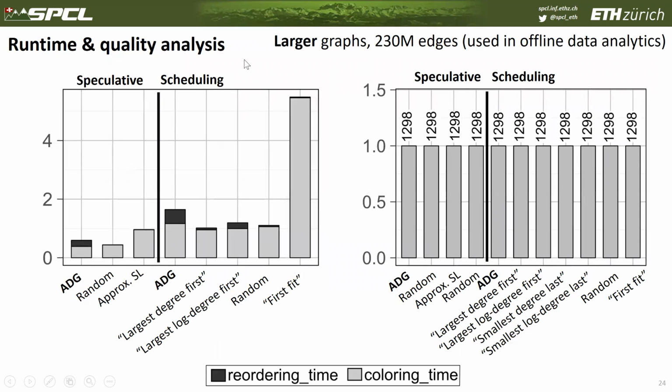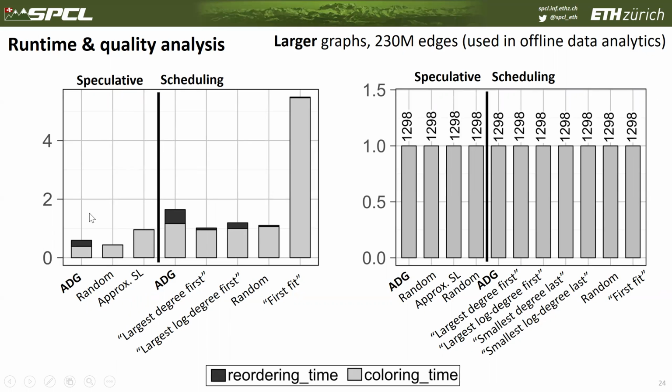For larger graphs, we also consider larger graphs. The one here has 230 million edges. The setting of these plots is the same. So again, on the left, we plot the simple speedup of the runtime, and on the right, we plot the normalized quality, normalized to the scheme based on the random graph coloring. And the outcomes are similar.